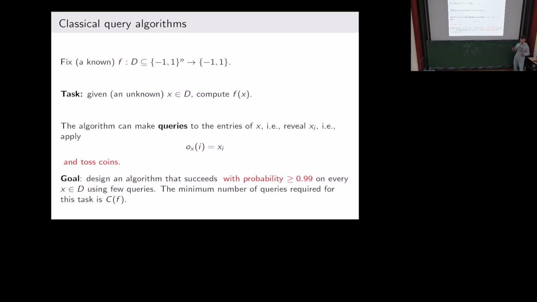Of course, the task is going to be to try to use the minimum number of queries, and the minimum number of queries in order to solve this task is going to be denoted by the classical query complexity, which is denoted by C(f).